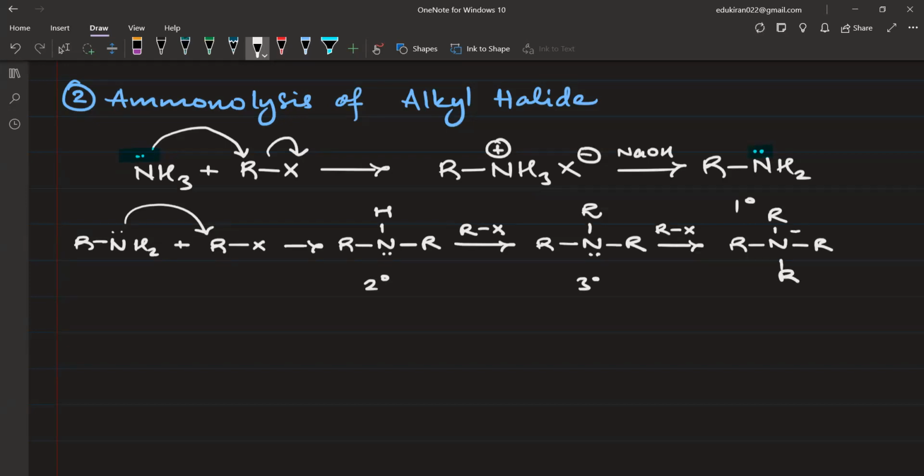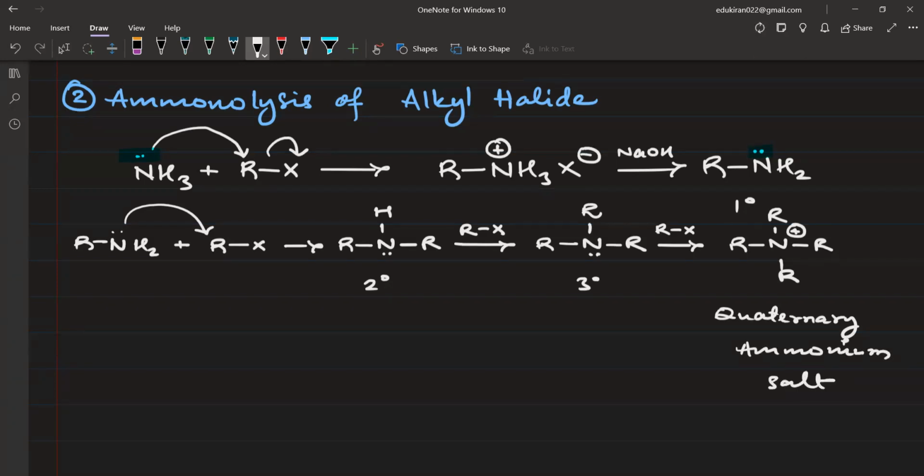Okay. Now this nitrogen will get a positive charge. Now it does not have the lone pair electron. That is why it will not do any reaction further on. So what do we get at last? We get quaternary ammonium salt.